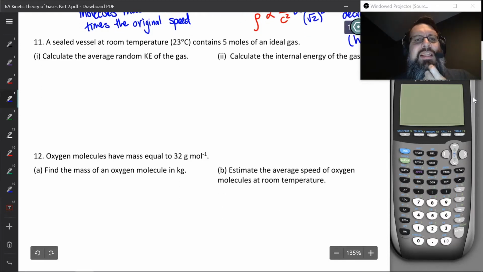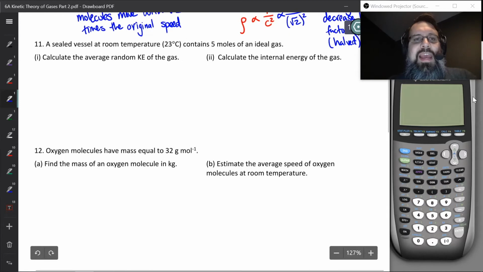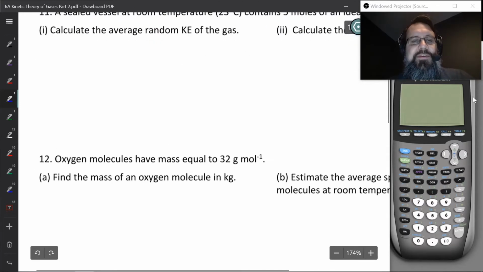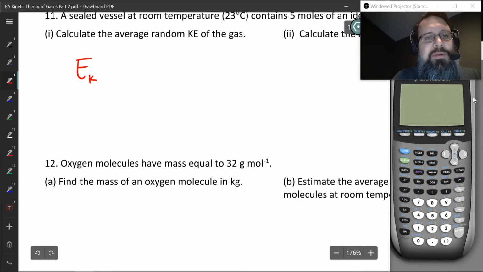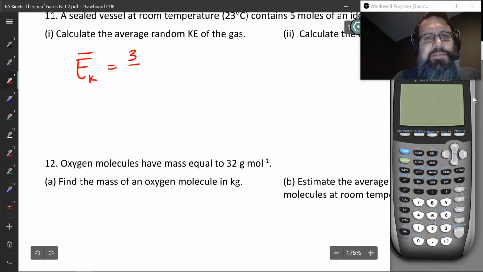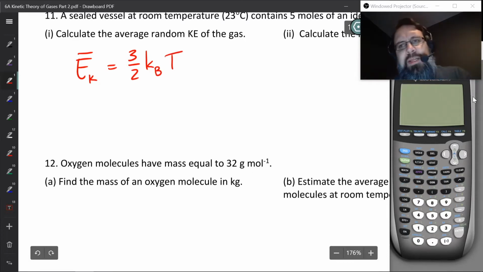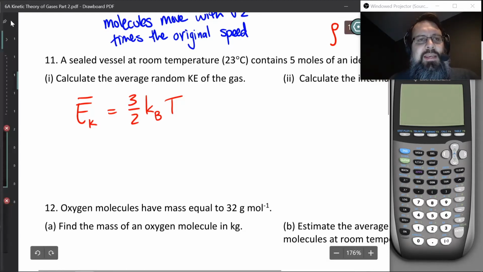Question 11. A sealed vessel at room temperature, that's 23 degrees Celsius, contains 5 moles of an ideal gas. Calculate the average random kinetic energy of the gas. To find the average random kinetic energy, that's just the Boltzmann equation. The E sub k, average kinetic energy, the over bar, remember that means average, is equal to 3/2 k_B times T. So what do we need to know? We just need to know the temperature, because we can look up Boltzmann's constant in the IB data booklet.